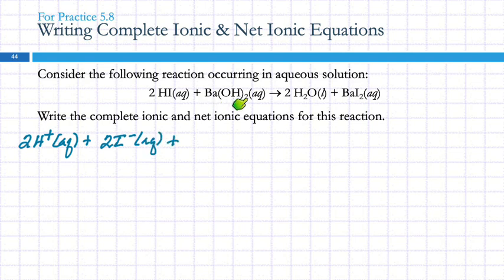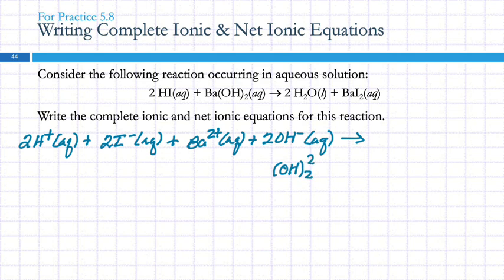And then I've got Ba(OH)2. Again, this one's aqueous. It's an ionic compound, so I'm going to split it up. This has barium ion and 2 hydroxide ions. This is where being familiar with these polyatomic ions is really helpful, because you're not going to write this down as OH2 2-, because that's not what that means. It means that there are 2 hydroxide ions.